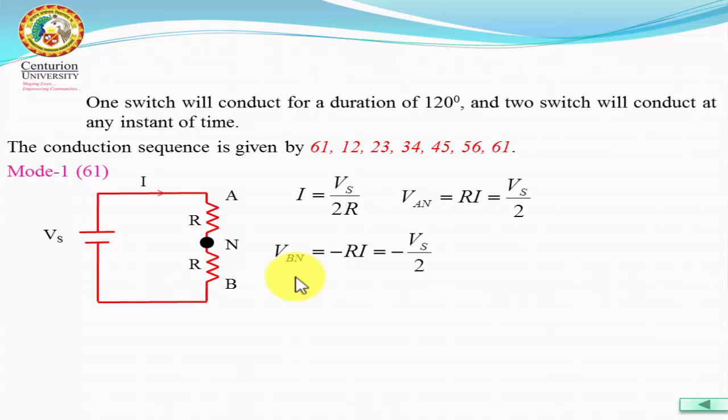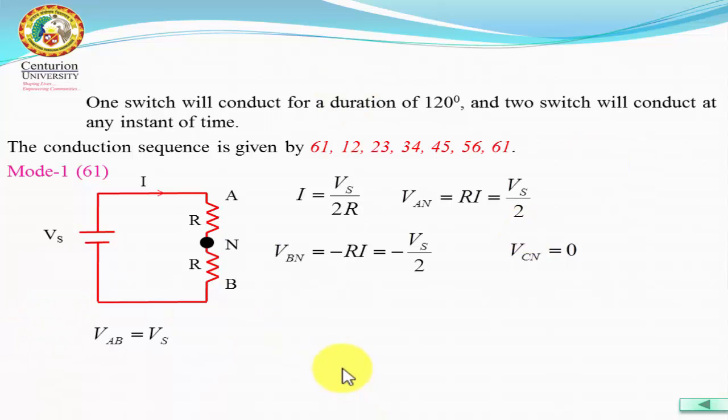Next, VBN. What is VBN? We are going from plus to minus now, from neutral to phase. Current entering we take as plus, current leaving we take as minus. So plus to minus we get minus. So it is minus R into I, so minus Vs by 2. Now VCN: there is no presence of phase C here. We will not get any voltage in phase C, since no switches referring to phase C are conducting. So VCN will be 0 in mode 1.